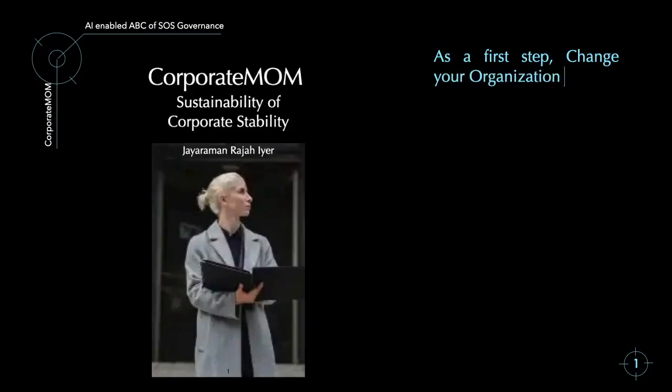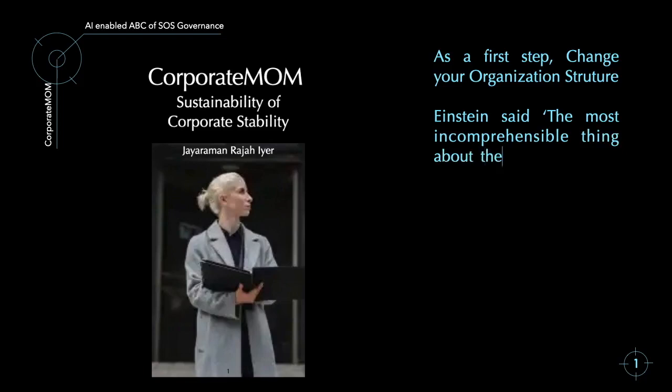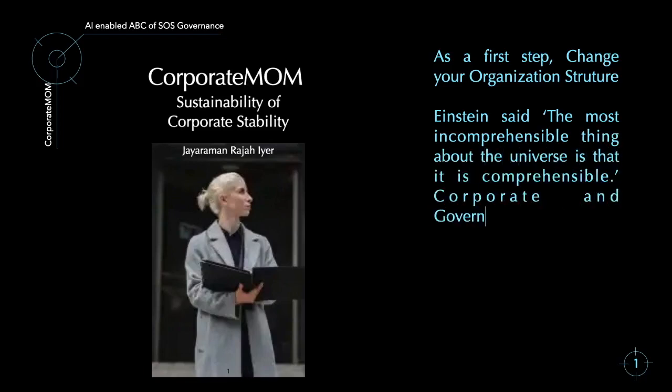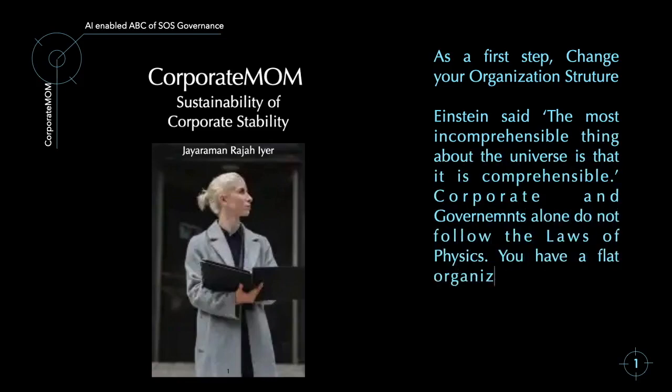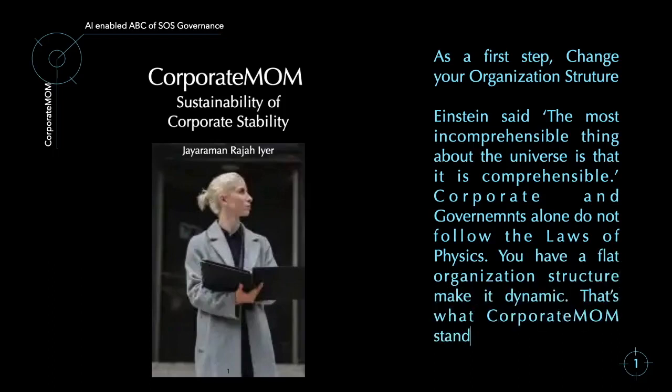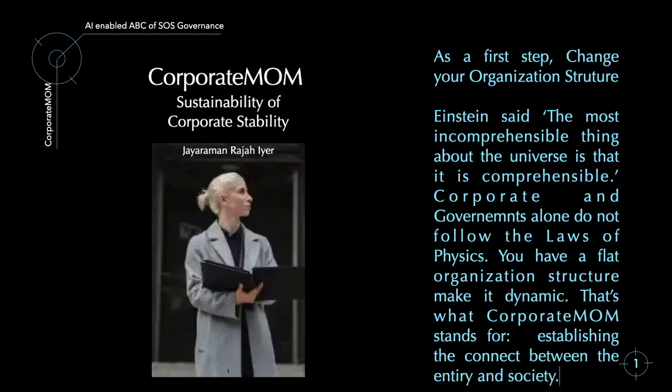As a first step, change your organization structure. Einstein said the most incomprehensible thing about the universe is that it is comprehensible. Corporate and governments alone do not follow the laws of physics. You have a flat organization structure. Make it dynamic. That's what CorporateMOM stands for. Establishing a connect between the entirety, that is the society. CorporateMOM, sustainability of corporate stability.